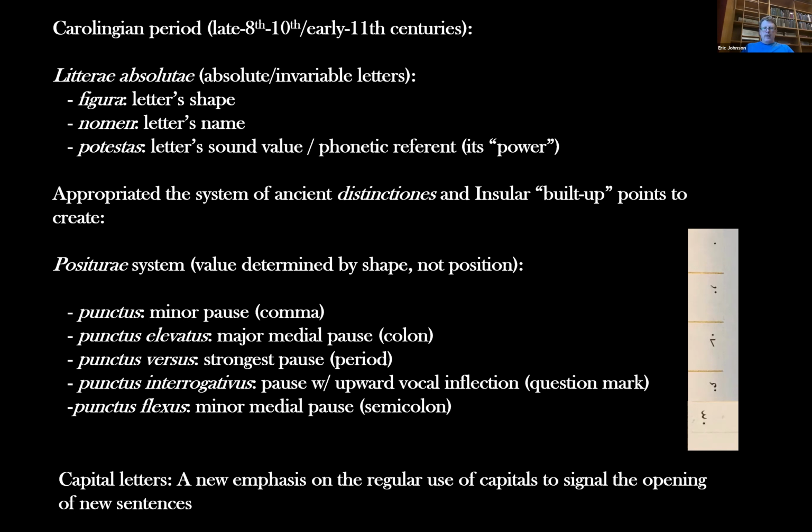Carolingian system. In addition to this, the other major innovation of the Carolingian period is that this is the first time where we start to see a distinct use of capital letters and a pretty consistent use of capital letters to help demarcate the beginning of new sentences.